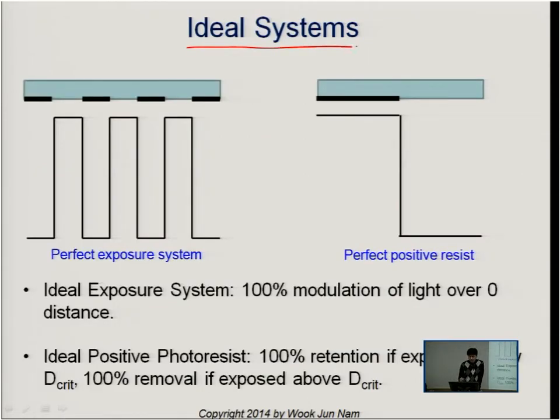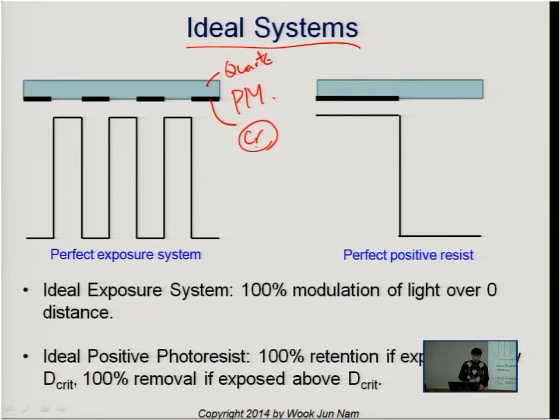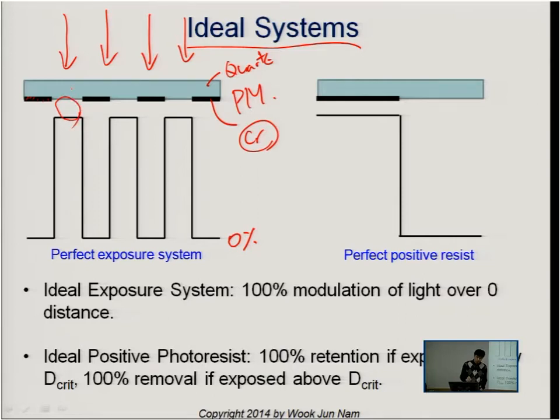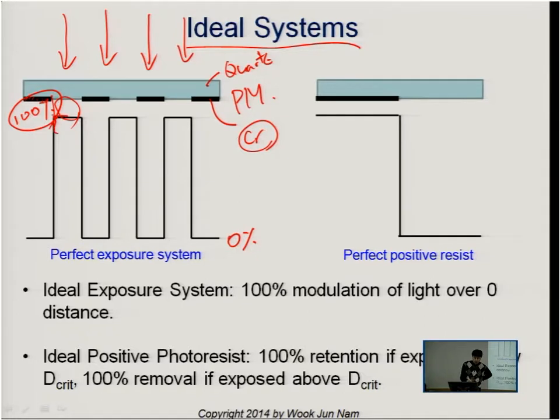So in an ideal system, let's say this is your photomask, this is the quartz plate, and this black part is chromium. If we apply the light from this side, the shaded area should have 0% of the intensity, and the transparent exposed area should have 100% intensity of the light. The interface between the shaded and clear area should have a very sharp intensity difference, from 0 to 100.